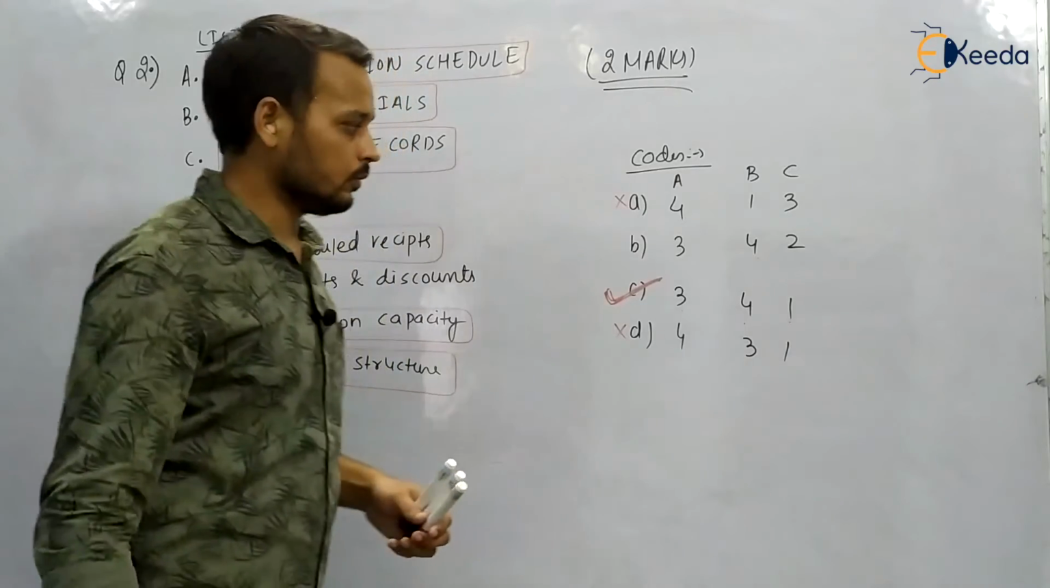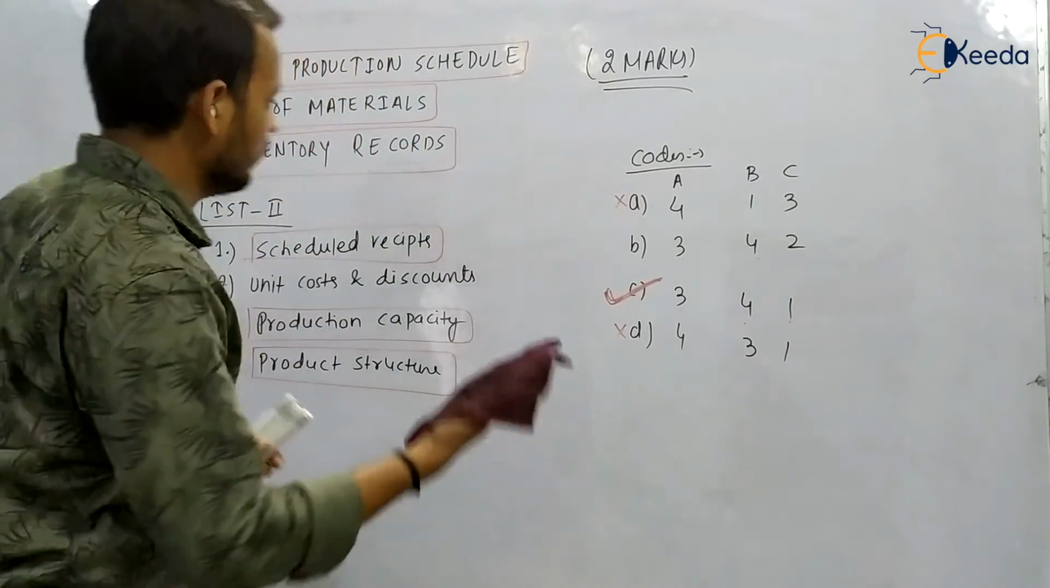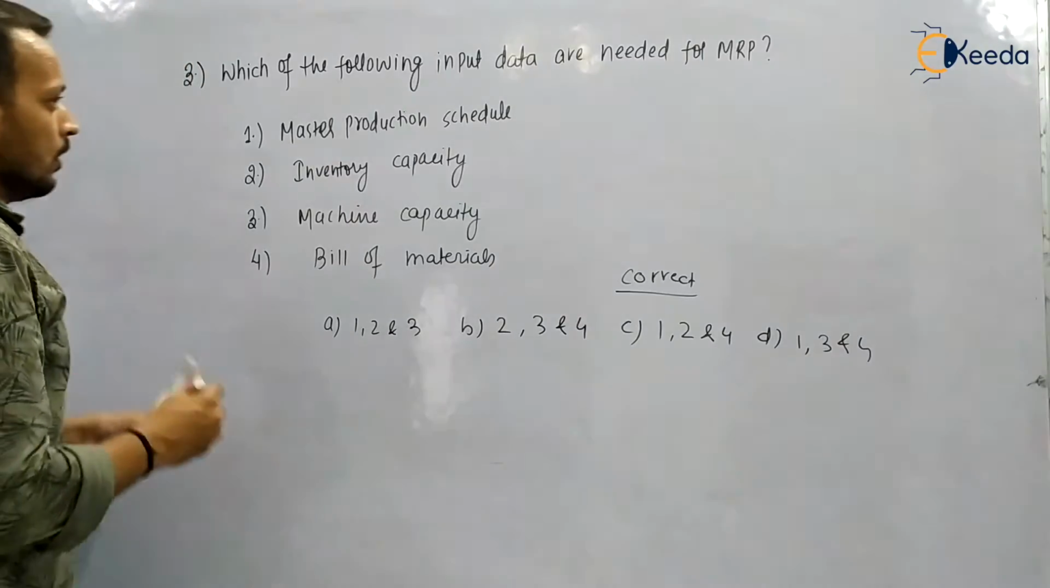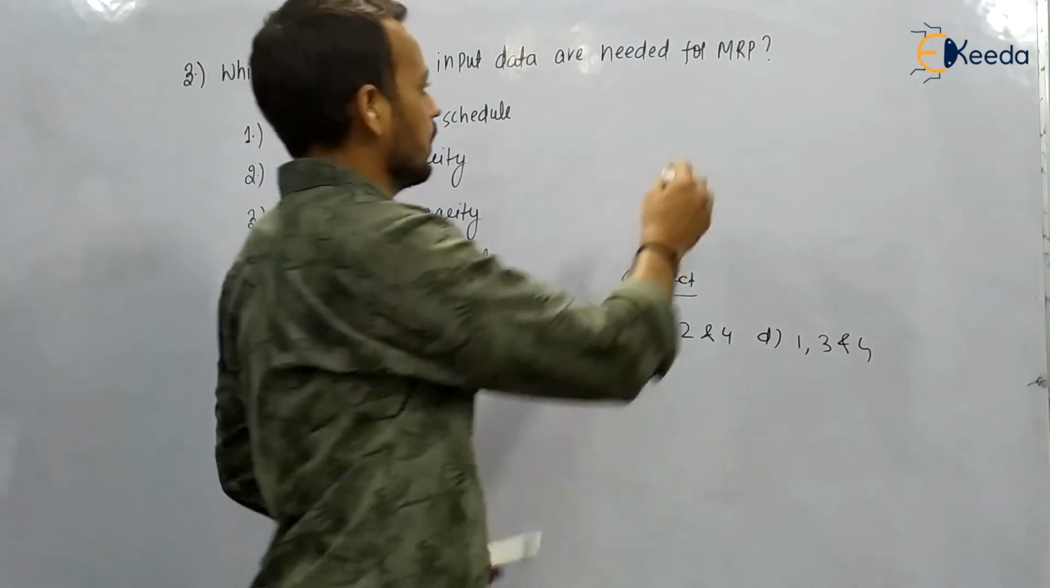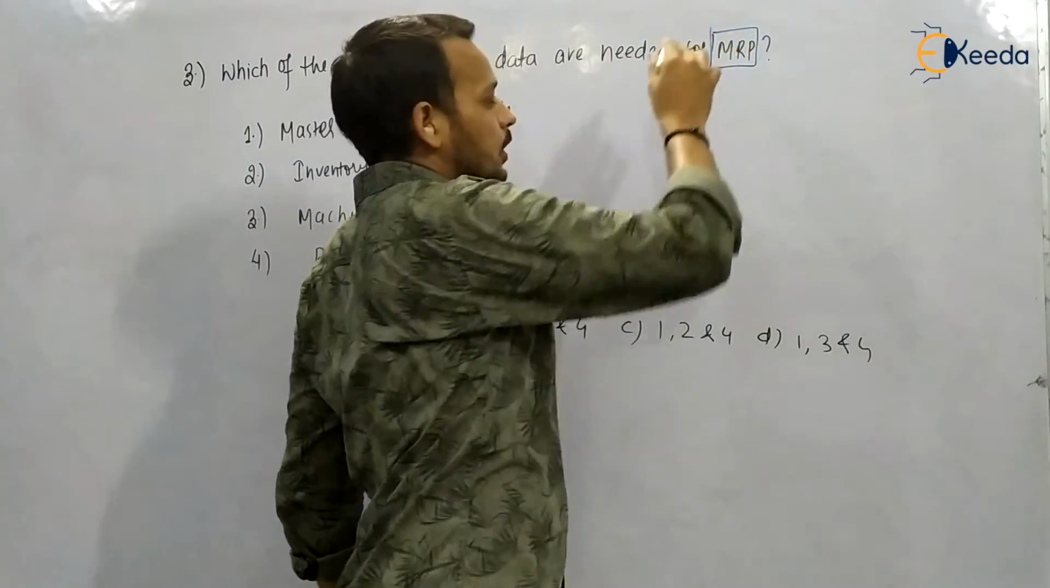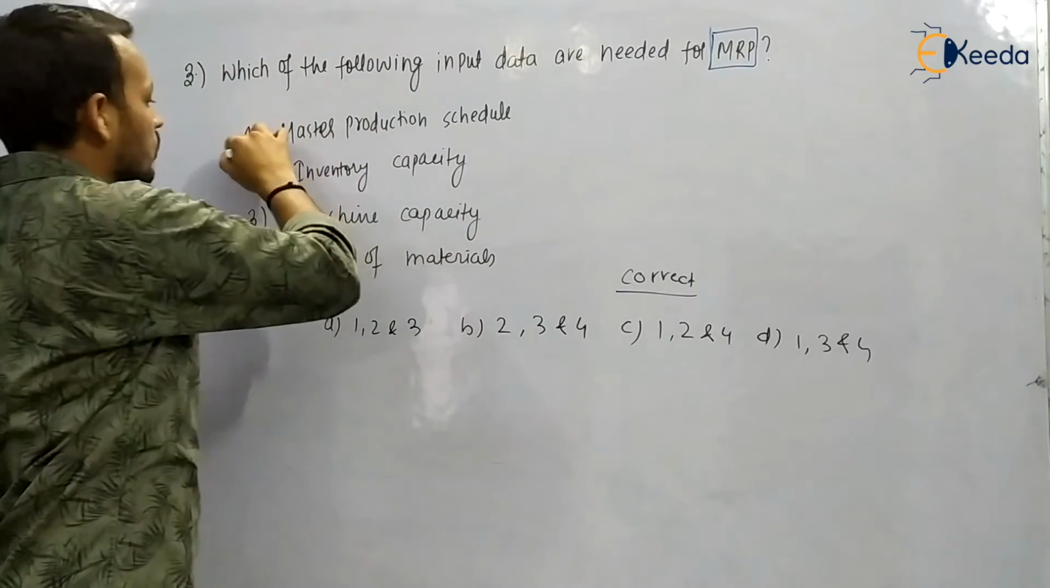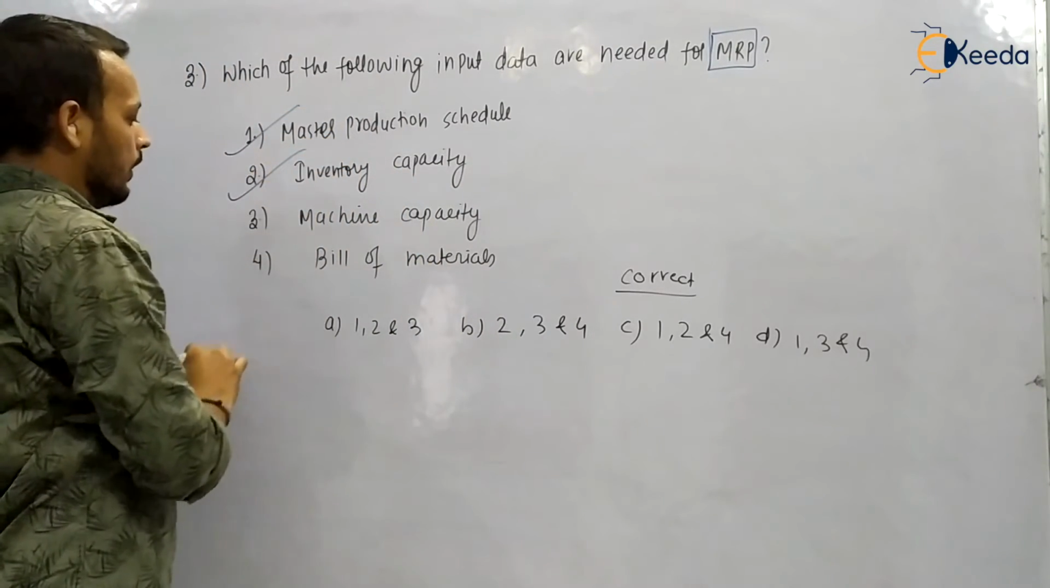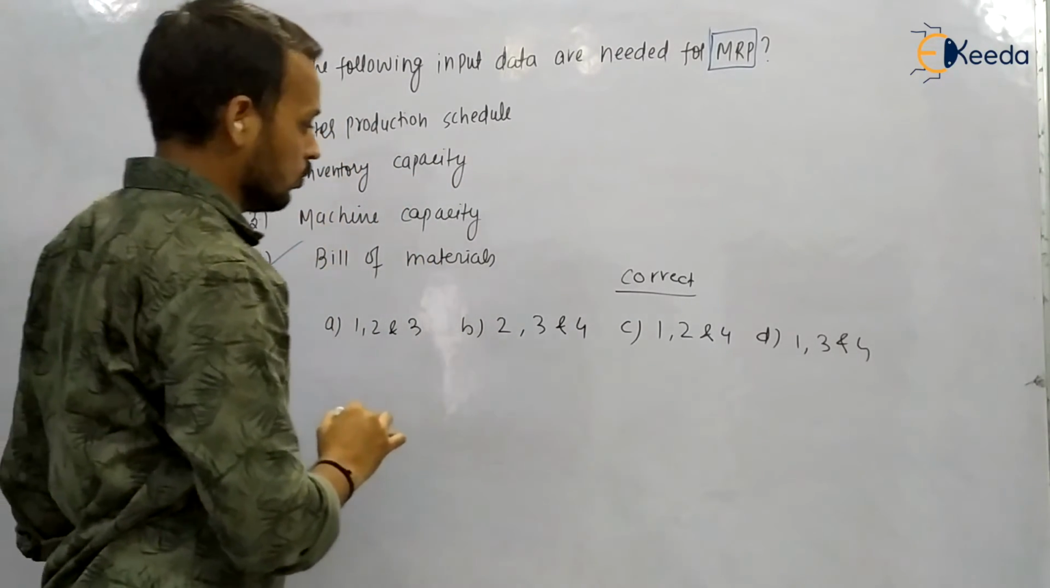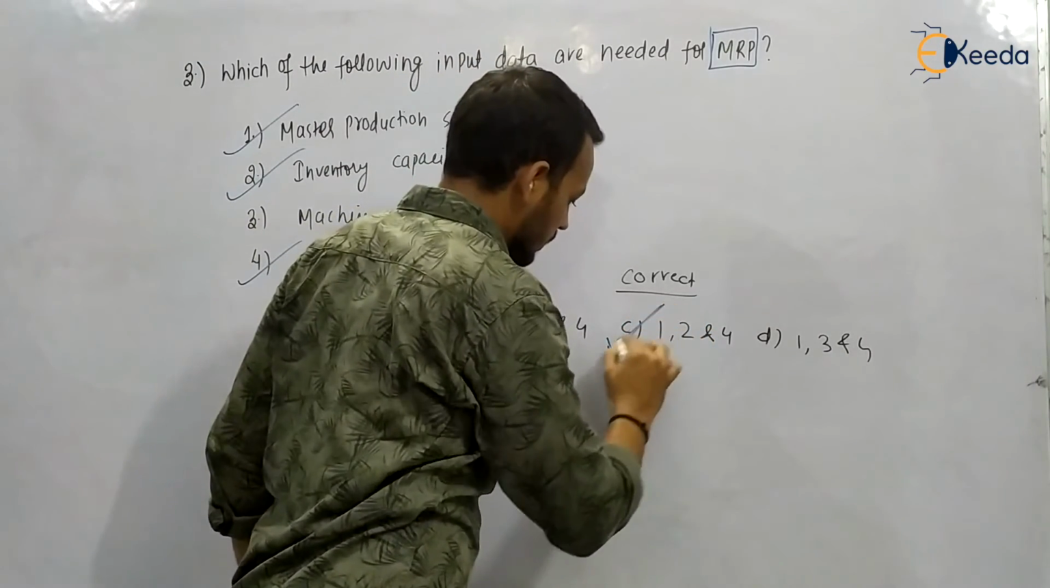So now we will take another question. A 4 time repeated question. You know MRP has 3 inputs. MRP requires 3 inputs: master production schedule, inventory record file, and bill of material. So 1, 2 and 4. Where is it? So option C is the correct answer.